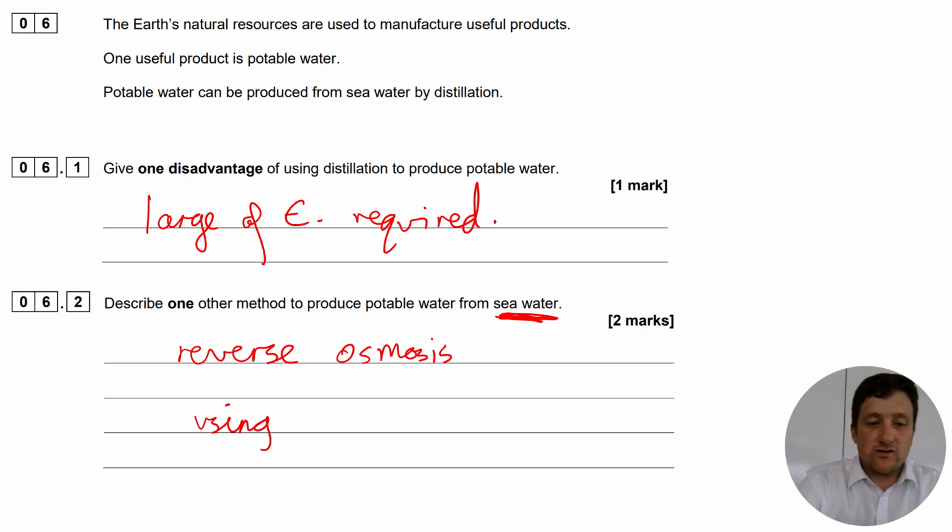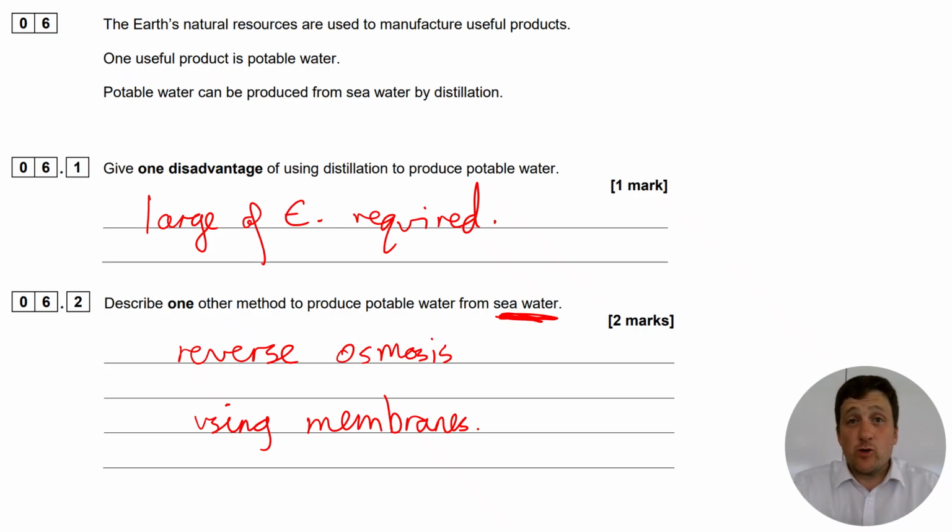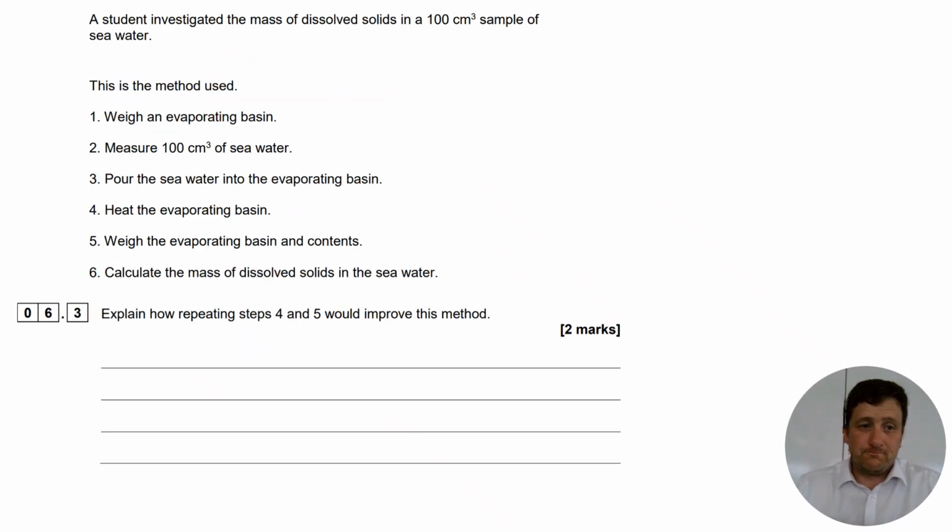It's not just, well, you know osmosis from biology. There needs to be a semi-permeable membrane, and so it's just being aware that when we talk about osmosis, there has to be a membrane involved. It's not just diffusion. So therefore we have to say using a membrane as well.